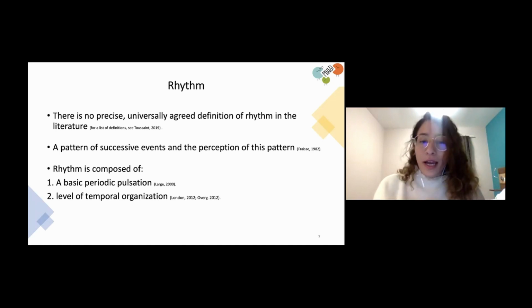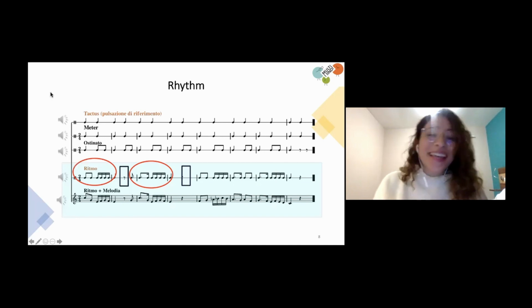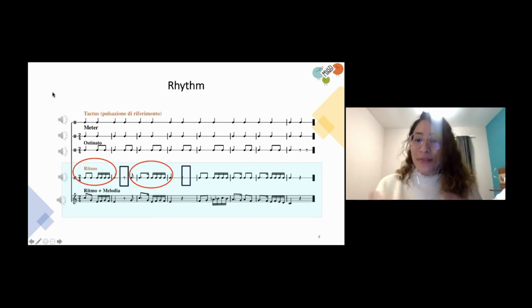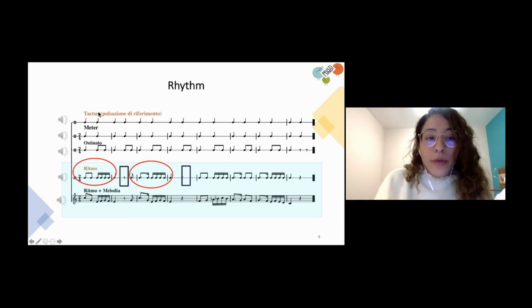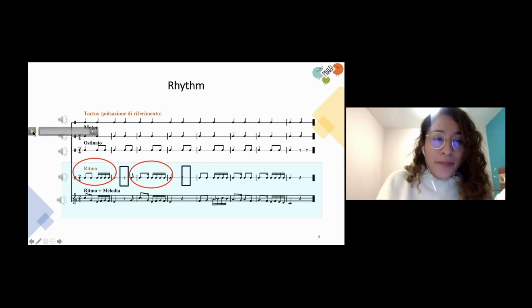The other level of rhythm is basically our perception of this pattern. It means that a rhythmic structure usually has some level of temporal organization. And to explain this better, we can listen to some examples. The first component is to have a series of sounds or silences, or a basic periodic pulsation. In music, as you see here, it's beats with silences between these beats. So it would sound like this.